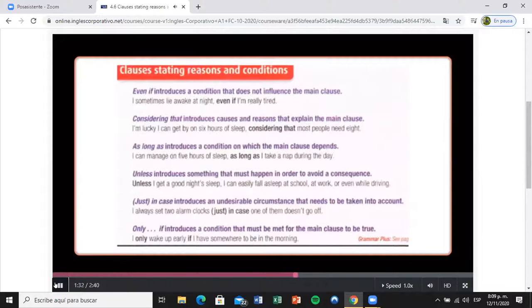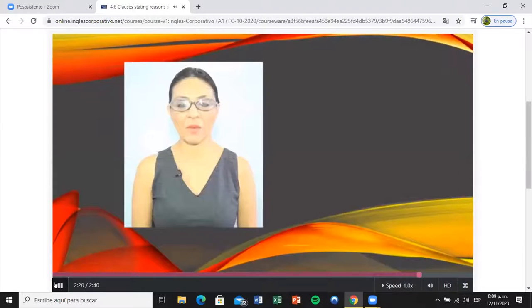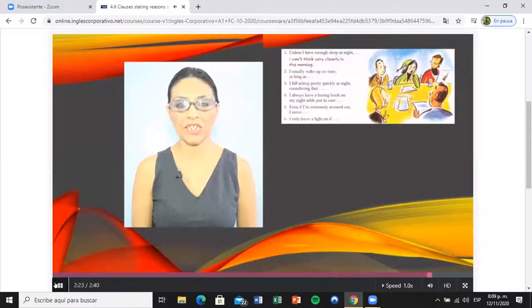Unless introduces something that must happen in order to avoid a consequence: Unless I get a good night's sleep, I can easily fall asleep at school, at work, or even while driving. Just in case, or in case, introduces an undesirable circumstance that needs to be taken into account: I always set 2 alarm clocks, just in case one of them doesn't go off. Or: I always set 2 alarm clocks in case one of them doesn't go off. Only if introduces a condition that must be met for the main clause to be true: I only wake up early if I have somewhere to be in the morning. Complete the following sentences with information about yourself, then share them in class.